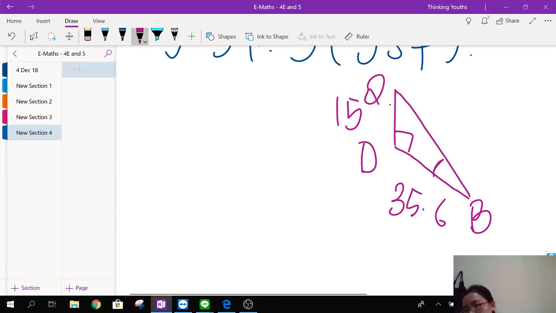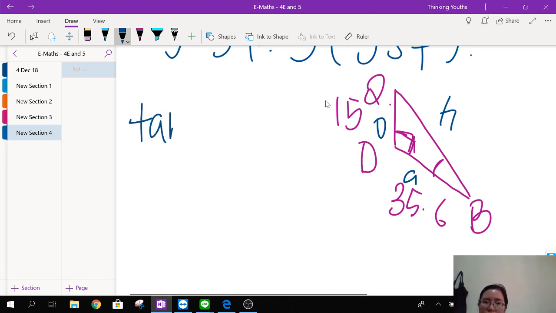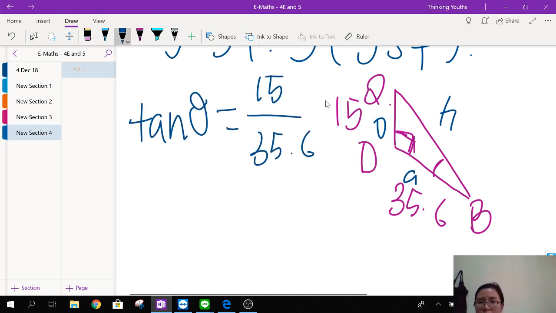This is actually 90 degrees, as we draw in the 3D view. We are using Pythagoras theorem and trigo ratio. This is your H, this is your A, this is your O. So with O and A, we still use tangent theta equals 15 over 35.6.